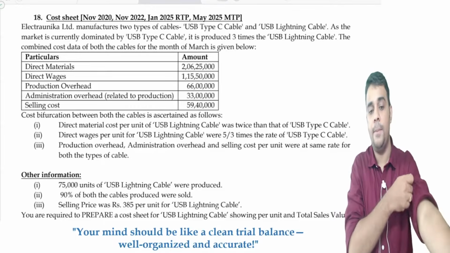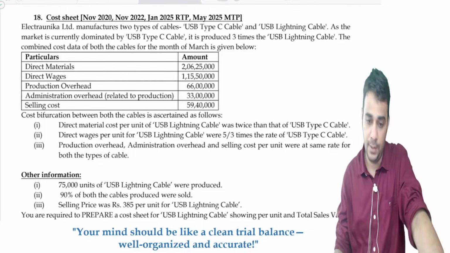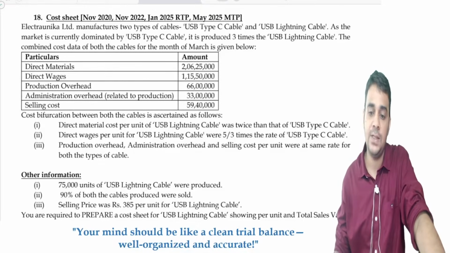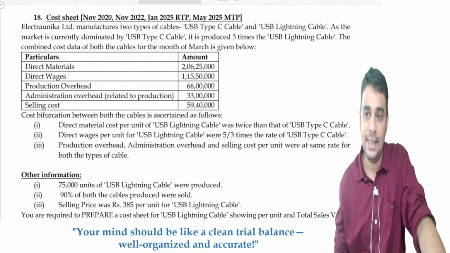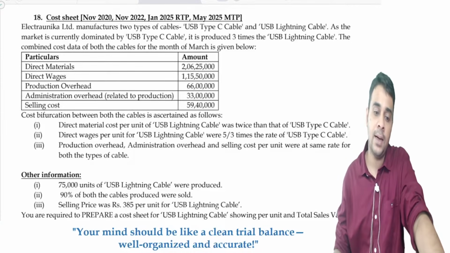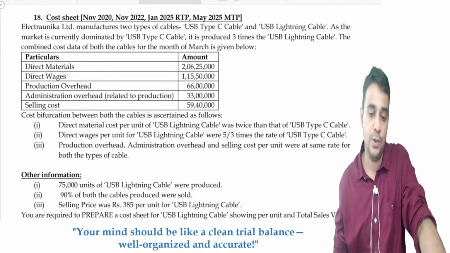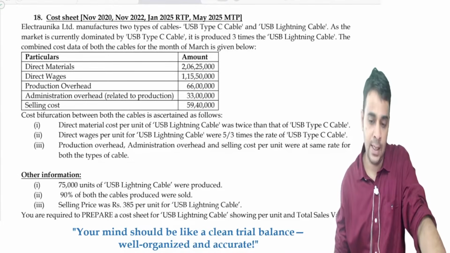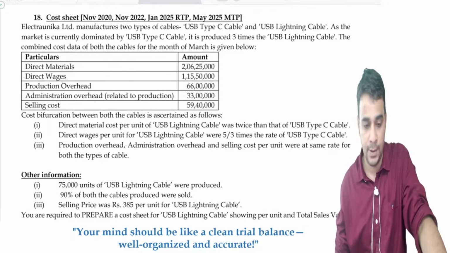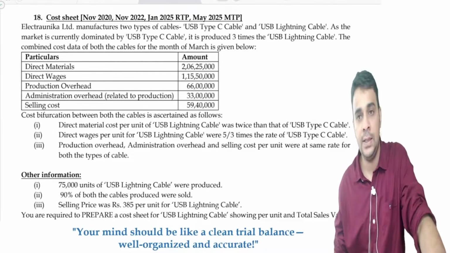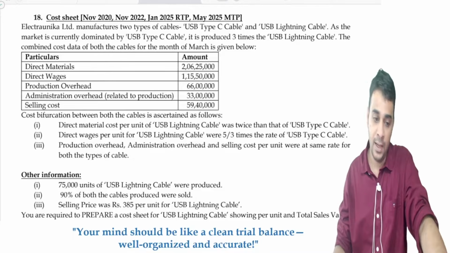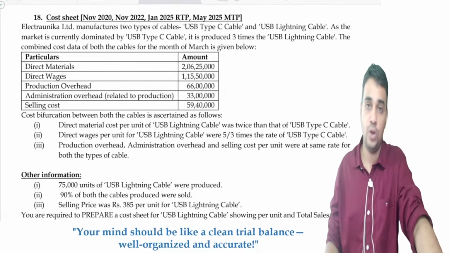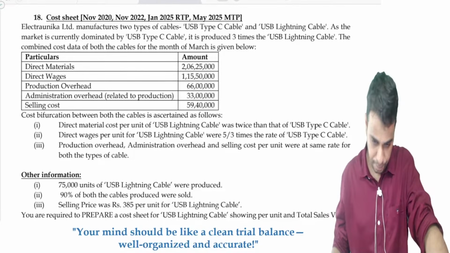Electronica Limited manufactures two types of cable: USB Type C cable and USB Lightning cable. As the market is currently dominated by USB Type C cable, it is produced three times the USB Lightning cable. So Type C is produced three times the USB Lightning cable. Combined data for both the cables is given below.